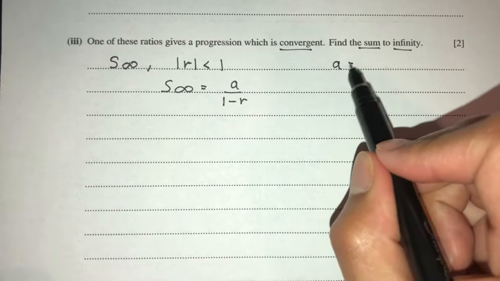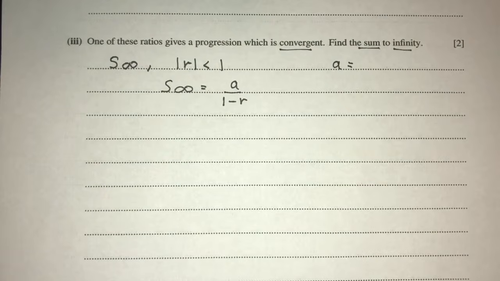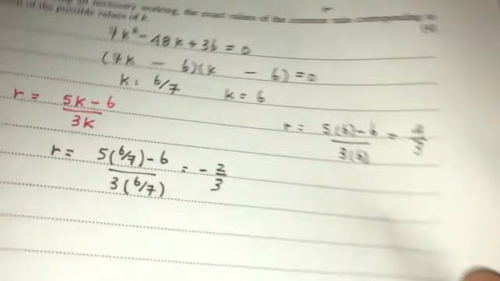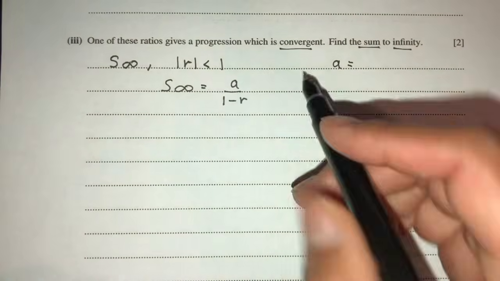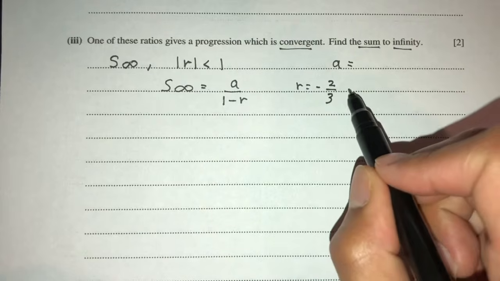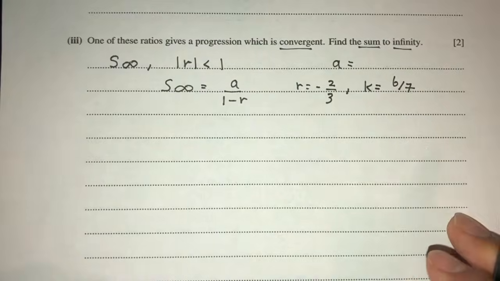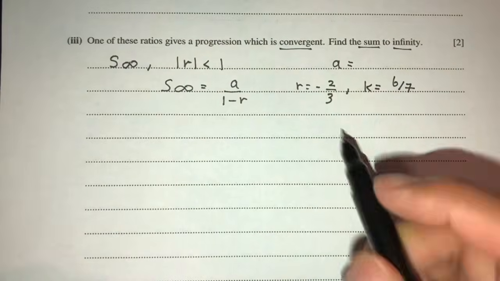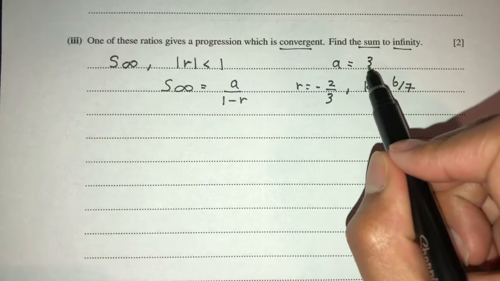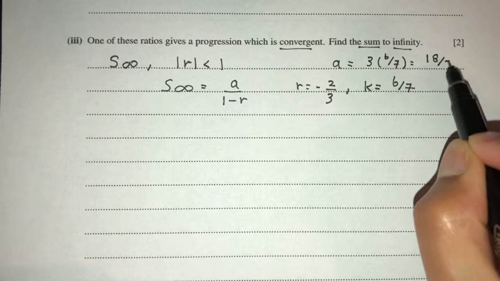A has been given to you, so let's first look at the value of r that is possible. So we have to choose the one with magnitude less than 1, right? So we will take r as minus 2 over 3, for which the value of k was 6 over 7. Now, when k is this, the value of a, which is your first term, is 3k. 3 times k is 18 over 7.